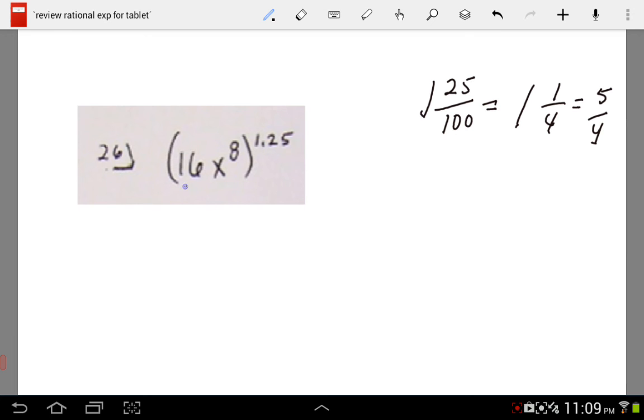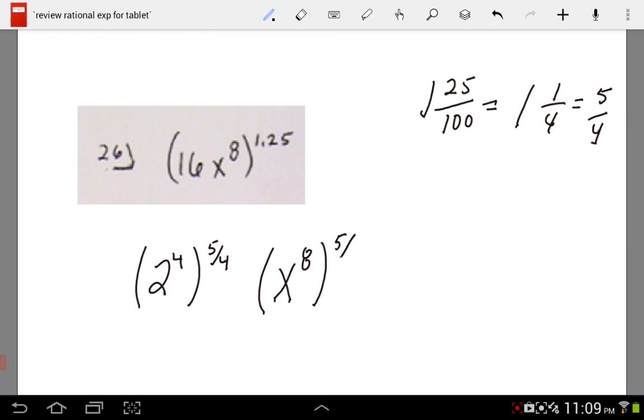Now I'm going to write 16 as 2 to the 4th. That way I get that simplifying by canceling there with those 4's. And now let's do x to the 8th to the 5/4 power. So here we go, those will cancel. And 2 to the 5th is 32. And here I can say that 4 goes into 8 2 times, and 2 times 5 is 10. So we get 32 x to the 10th.